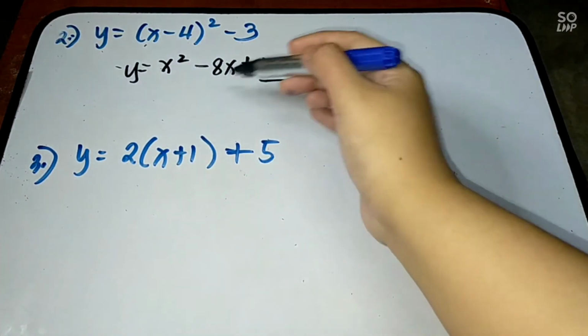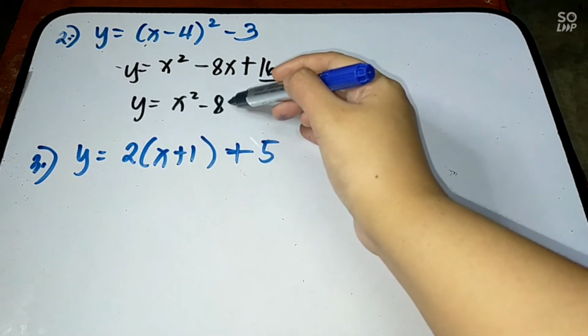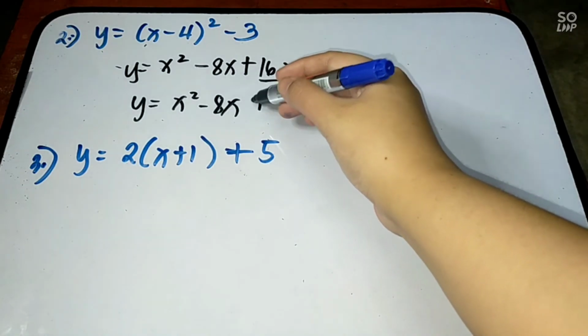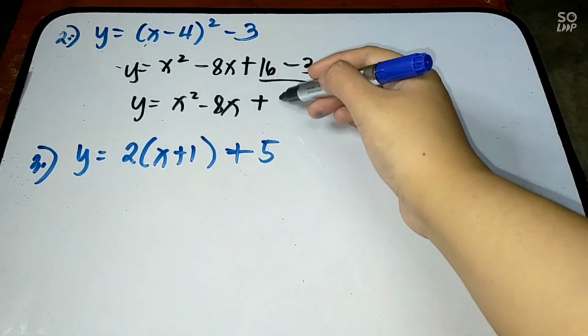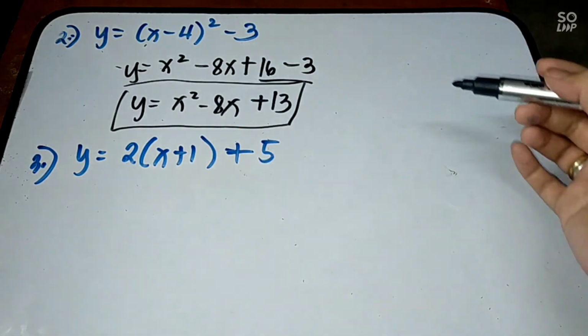Then, combine them. So, we have y is equals to x squared minus 8x. Then, just combine. 16 minus 3, the answer is positive 13. That is it. This is now your general form.